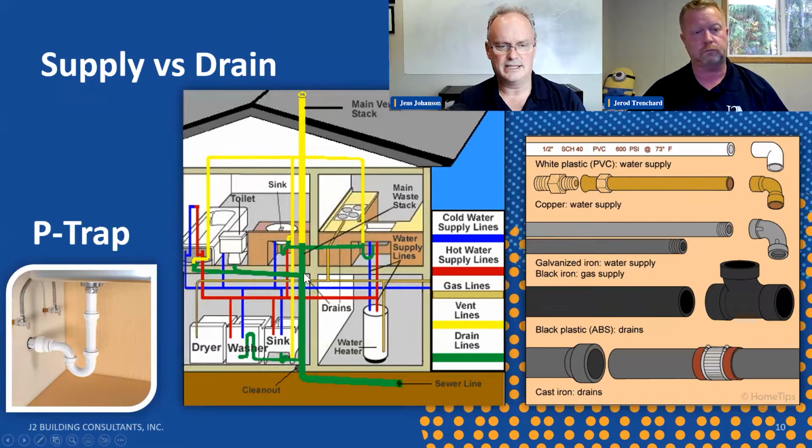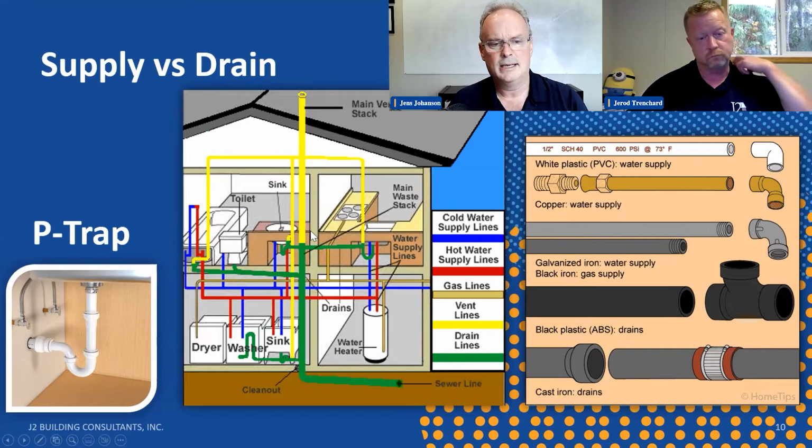And then the drain lines are in green. And so this is under the building. So if we're trying to get into there, as you can imagine, we've got to dig a hole, and we'll talk about that. But when we go from the outside of the building to the street, that's called a side sewer. We'll get into that.